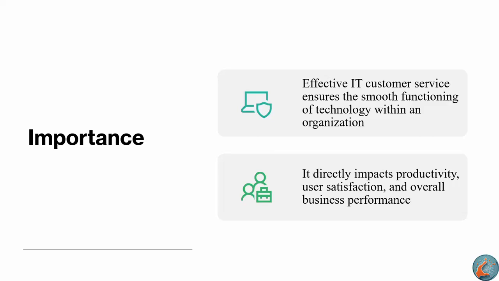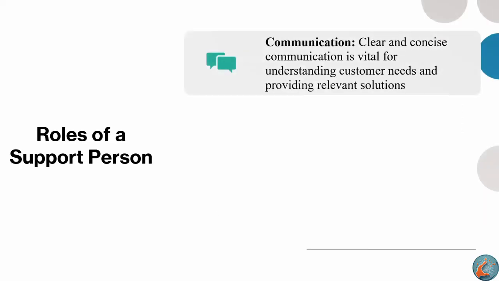So what are the roles of an IT support person in an organization? We are going to discuss three roles. The first one is communication. Clear and concise communication is vital for understanding customer needs and providing relevant solutions. As an IT support person, when communicating with the end users, our communication must be clear and concise so that this will help the customer understand what exactly we are trying to resolve and also help us as IT persons to know how to resolve the customer issues he's bringing on the table.